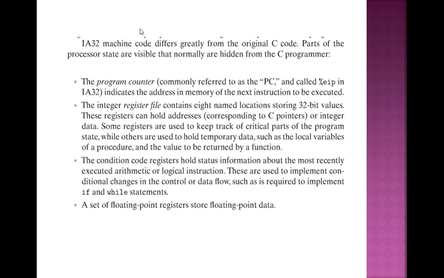Next, IA32 is different from the original C. There are multiple other things available while I am using IA32. The first one is your program counter, also known as PC, and known as EIP in IA32. It indicates the address in memory of the next instruction to be executed. Suppose there are 5 instructions that the assembly language executes and I am on the second instruction, for example. The program counter indicates the address of the next instruction that is to be executed.